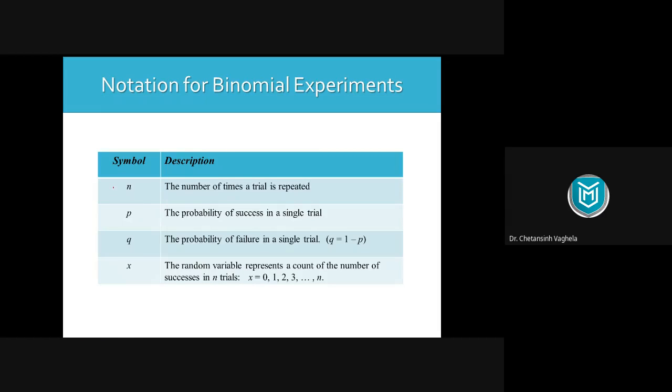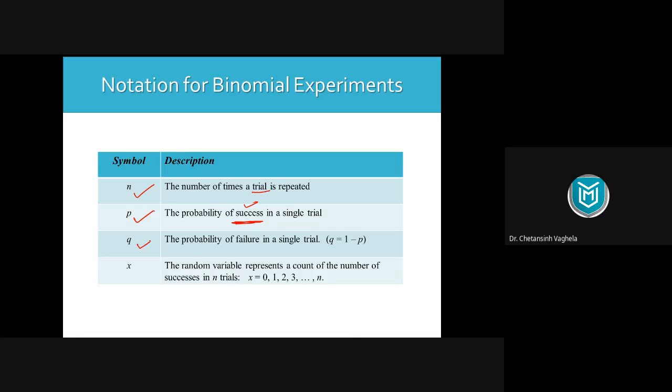Small n means the number of times we're going to repeat the trial. So n means the number of times we repeat the trial. P means probability of success. Small p, observe here, small and italic. This is not capital P, take care. Small p means probability of success.